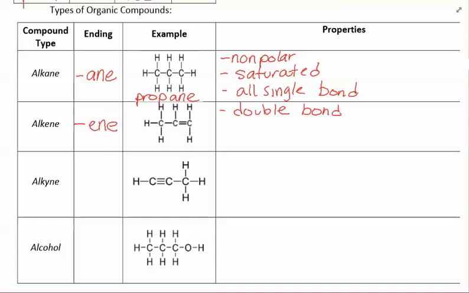So it's a double bond. So this is referred to as an unsaturated substance. Hydrocarbon is a kind of generic term we use to describe organic compounds because they have hydrogens and carbons in them. So this has a double bond. It's also nonpolar.